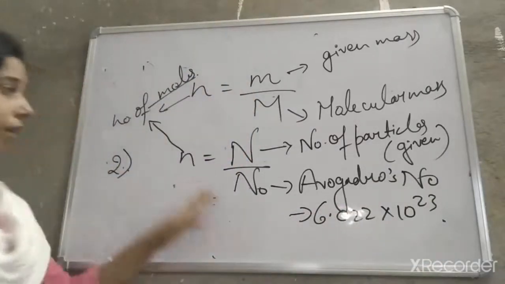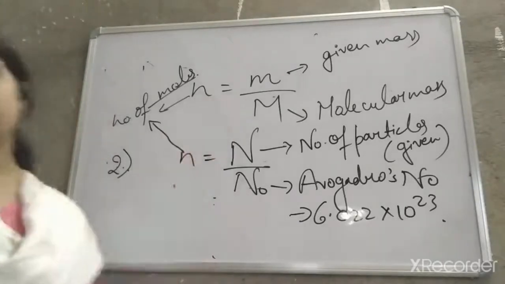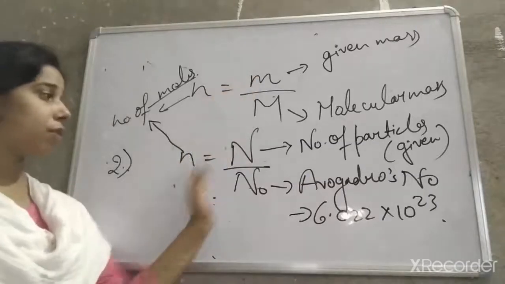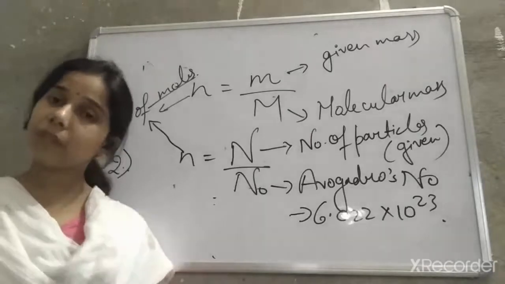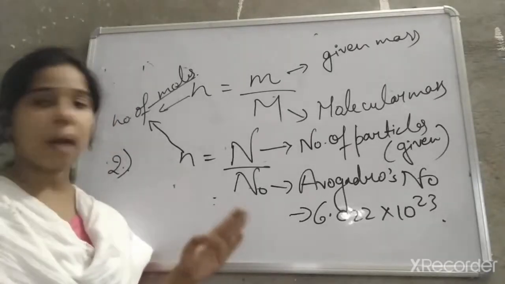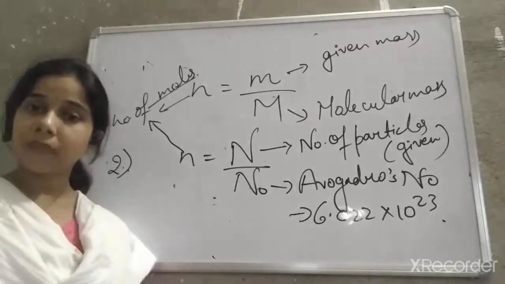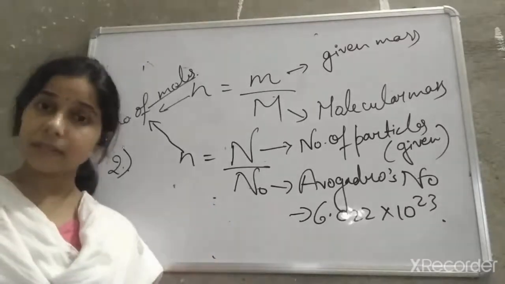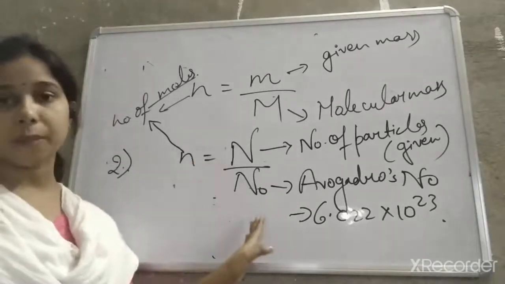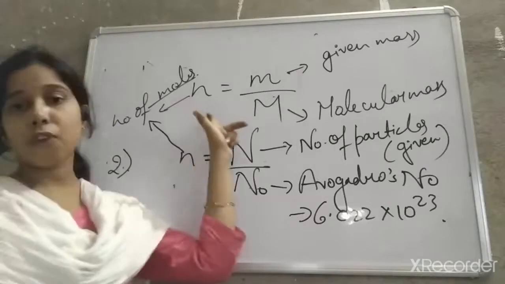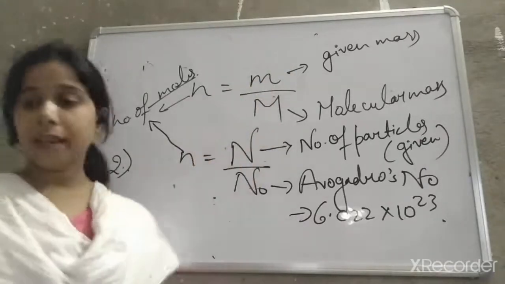So this one is the relationship of the mole with the number of particles, and the other is with the mass: n equals m by M, n equals N by N naught. These two formulas are very important, students, because whatever numericals come in this chapter, related to finding the mass, the mole, or the number of particles, every time you have to use these two formulas only.